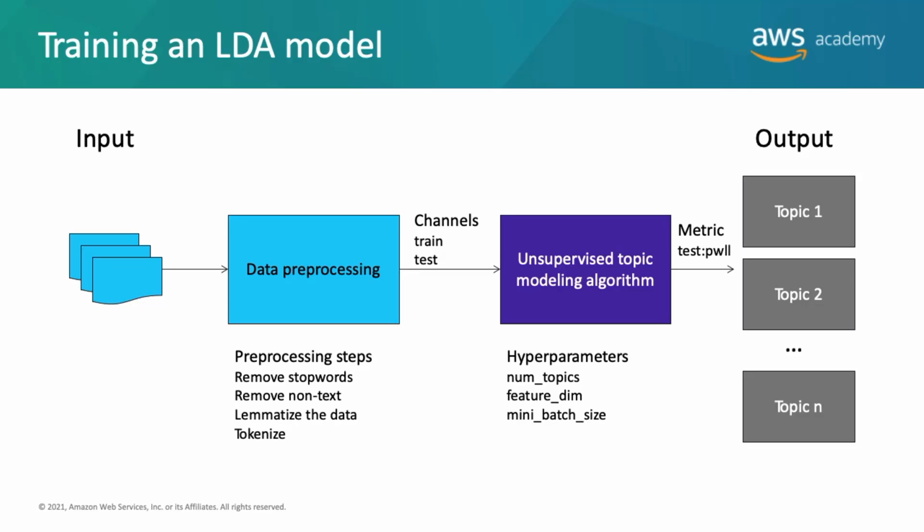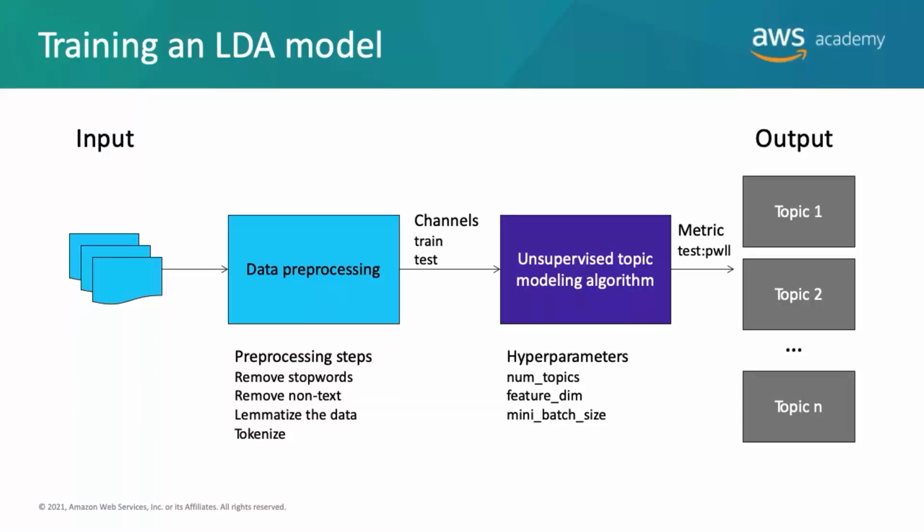To train, you need to supply the data on the train channel. You can optionally supply test data, which the final model scores to provide the metric test PWLL. PWLL is the per-word log likelihood on the test dataset. This metric represents the likelihood that the learned LDA model accurately describes the test dataset. The goal is to maximize this value. The data can be in a RecordIO-wrapped protobuf or .csv file.